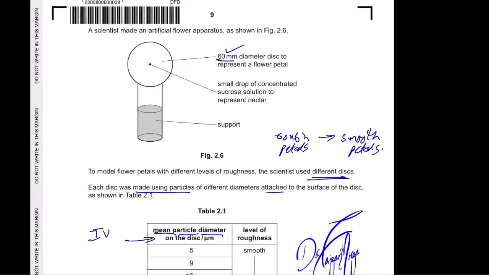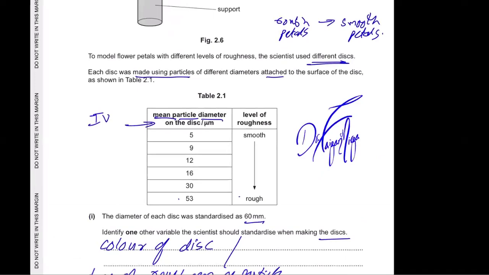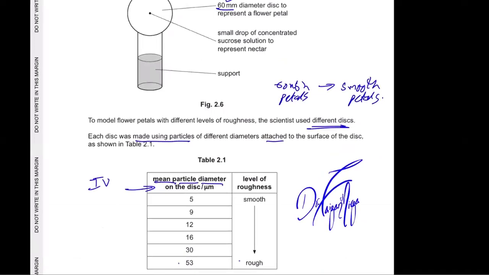A scientist made an artificial flower apparatus, figure 2.6. There was a 60 millimeter diameter dish to represent the flower petal. A small drop of sucrose solution was representing nectar. The support was there. To model the flower petals of different levels of roughness, the scientists used different discs. So rough petals and smooth petals mean rough discs and smooth discs in this case.